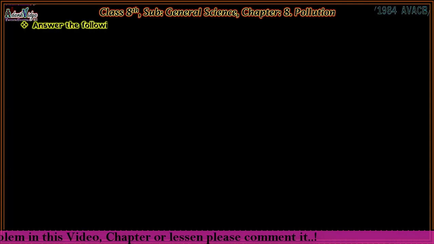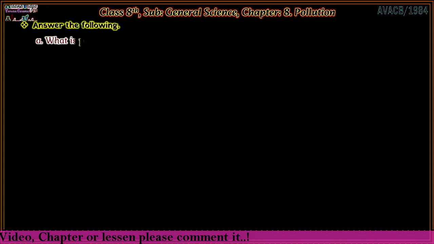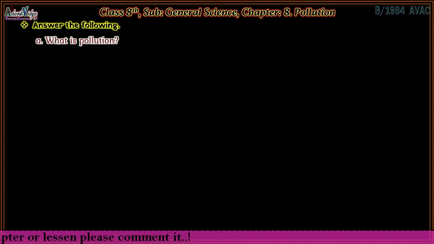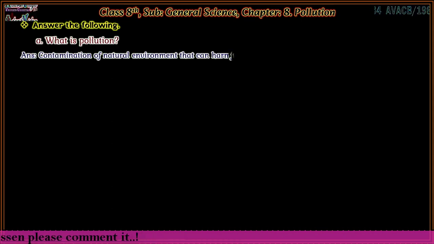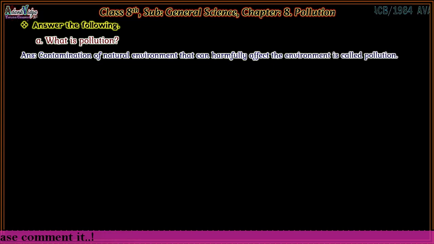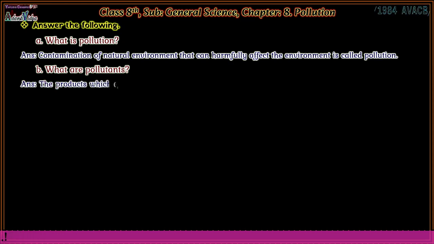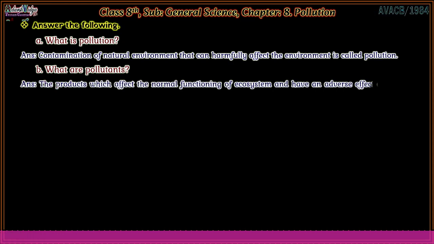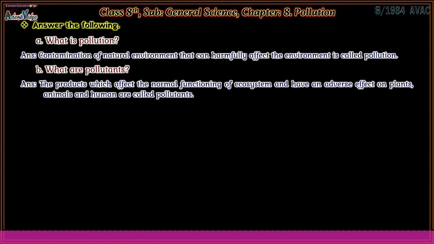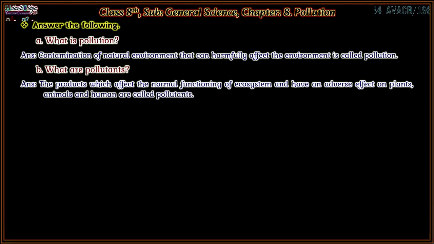Another question is: answer the following. Question first: What is pollution? Answer: Contamination of the natural environment that can harmfully affect the environment is called pollution. Question second: What are pollutants? Answer: The products which affect the normal functioning of the ecosystem and have an adverse effect on plants, animals, and humans are called pollutants.